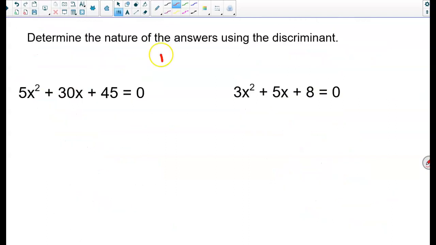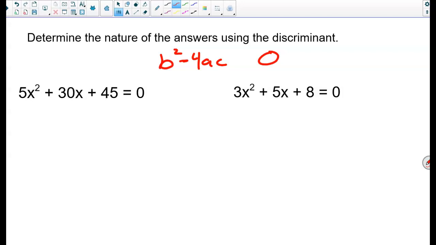We are going to be working with just b squared minus 4ac and its relation to 0. If it's greater than 0 and a perfect square, 2 rational solutions. If it's greater than 0 and not a perfect square, 2 real solutions. Equal to 0, a double root. Less than 0, regardless of whether it's perfect square or not, it's 2 complex solutions.